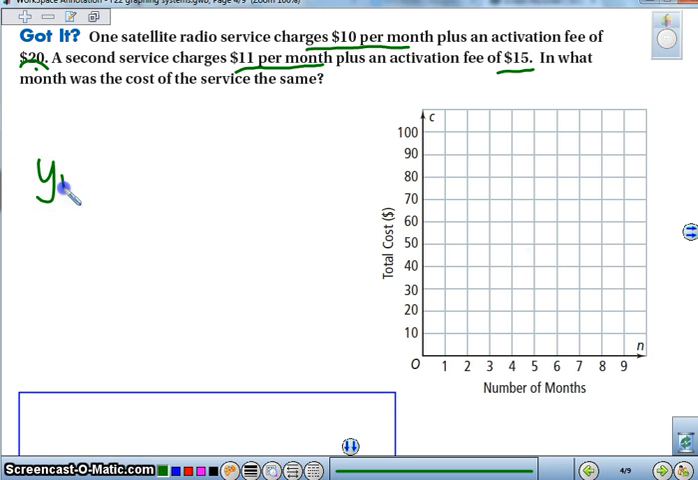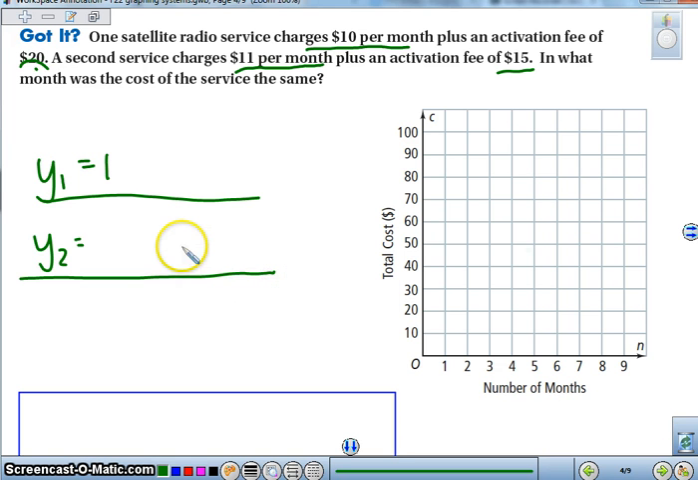We're going to look at y sub 1 for company 1 and y sub 2 for company 2. In the first one, we said it's $10 per month. So pause the video right now and see if you can write the equation for y1 and for y2. After you've paused the video, it'll come back on and you will then see your solution. 10x plus 20, 11x plus 15. And again, this one we are not going to graph.